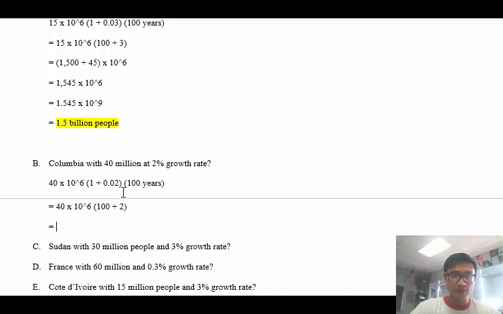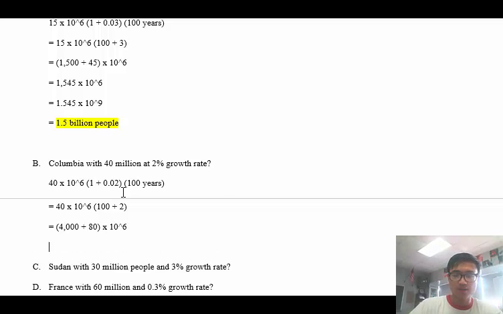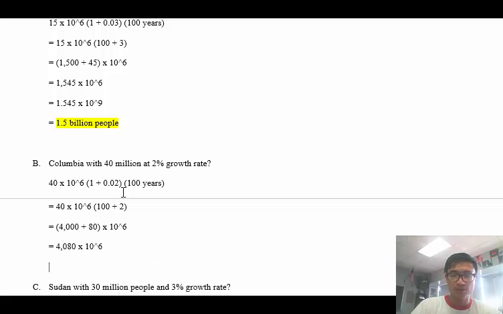After that, we could go ahead and distribute out the 40. So let's go do that. 4,000 now, right? Plus 80 times our million, so times 10 to the 6th, which is equal to 4,080 times 10 to the 6th, which is the same thing as saying 4.08 billion people. So 4.08 times 10 to the 9th.